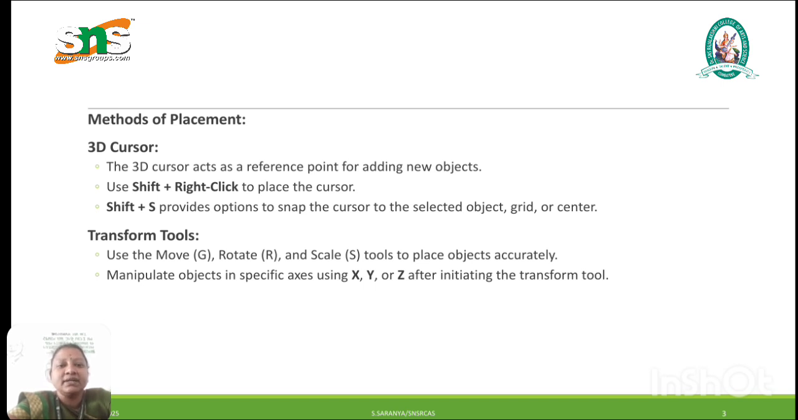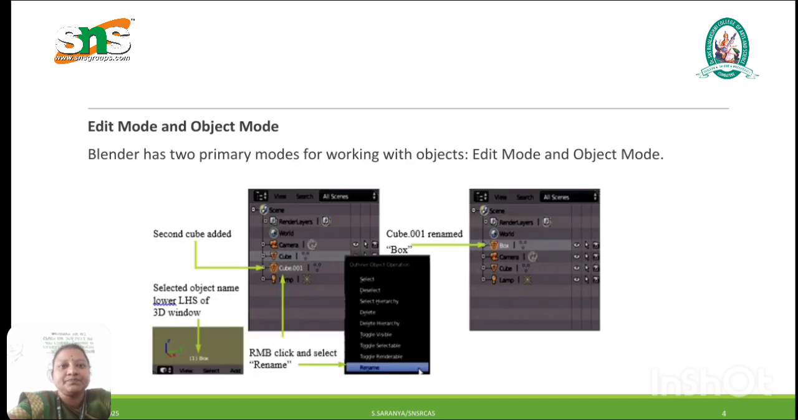For manipulating an object, in 2D animation we have only the X and Y axis, but Blender mostly works with X, Y, Z in 3D animation, initiating the transform tool. Next is edit mode and object mode.